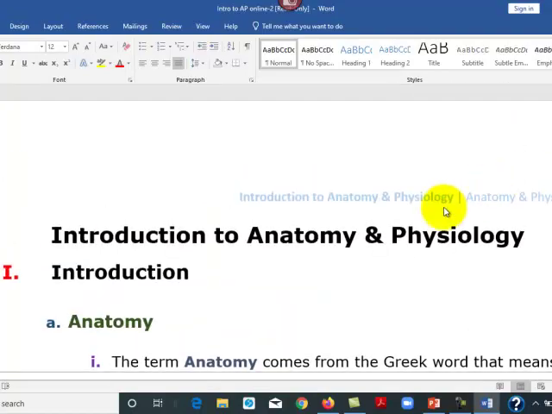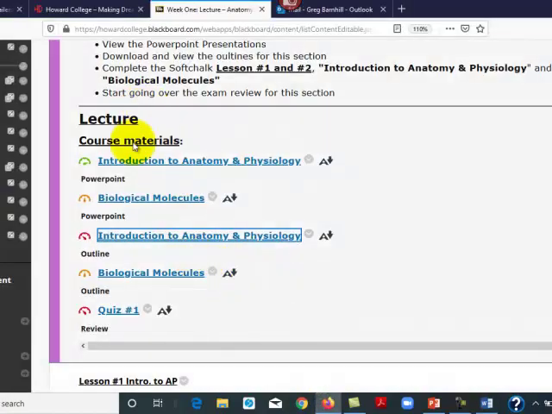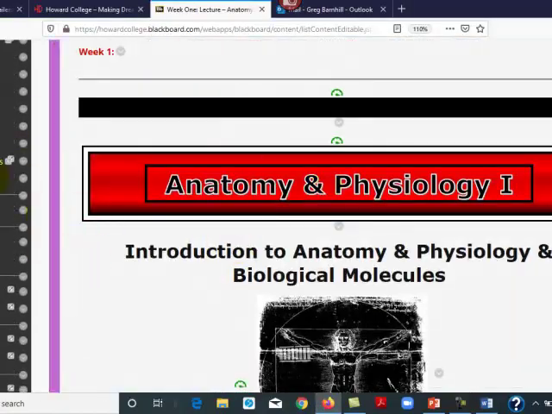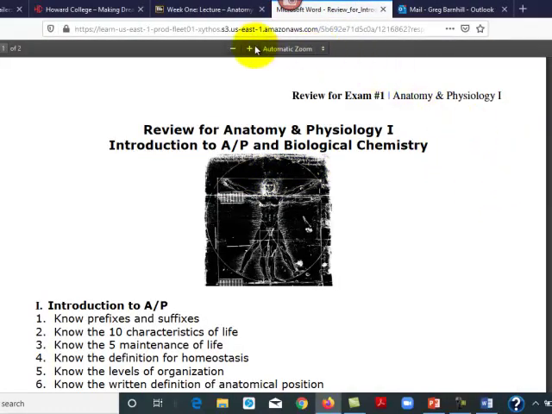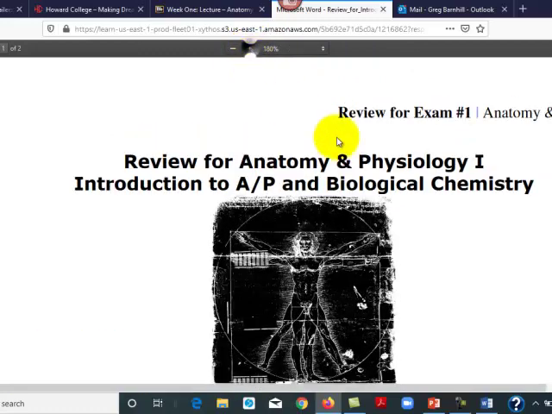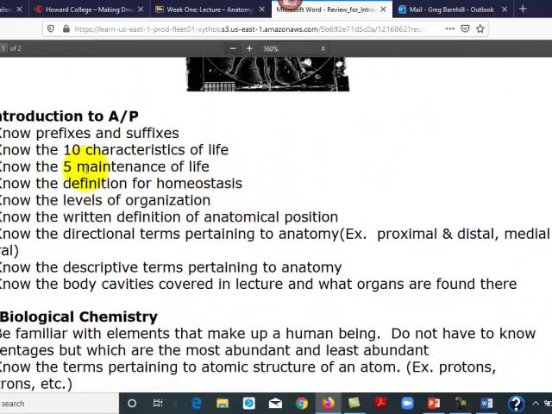And you can play this video back if you wish, to your heart's content. But before I leave this, I'm going to go back to our page. This is our course page under number 1. Down here it says quiz number 1. This is a review. And it's a PDF. I kind of need to make that a Word document. But here's the introductory stuff we just went over.